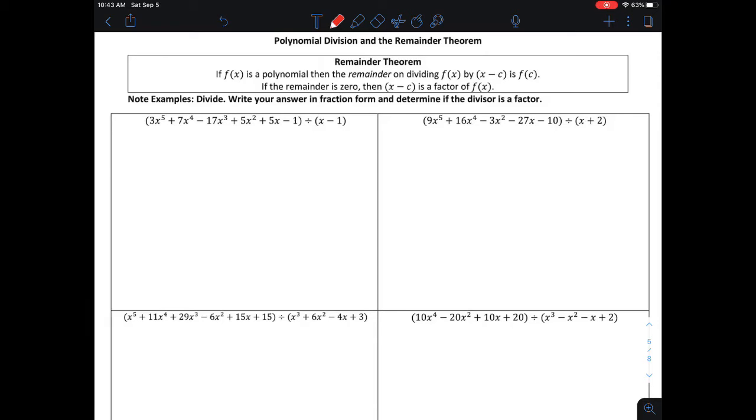Here in this video, we're going to look at polynomial division and the remainder theorem at the same time. What the remainder theorem tells us is basically that if we plug in a number for x into some polynomial and we get 0, that means that number for x is an x-intercept.